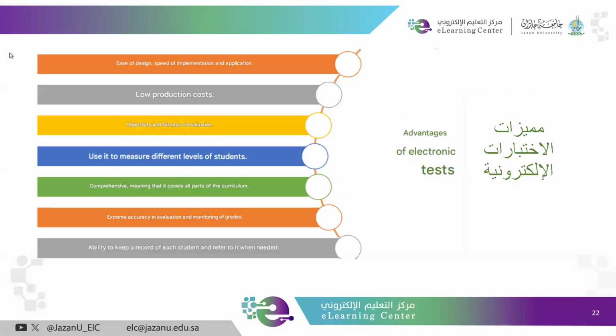Okay. So here are some advantages of electronic tests, like ease of design, speed of implementation and application. Number one, electronic tests are relatively simple to create and administer, allowing for quick deployment and easy access for both students and educators. Next is low production cost. Electronic tests are generally cheaper to produce than paper-based tests, as they don't require printing, physical distribution, etc.